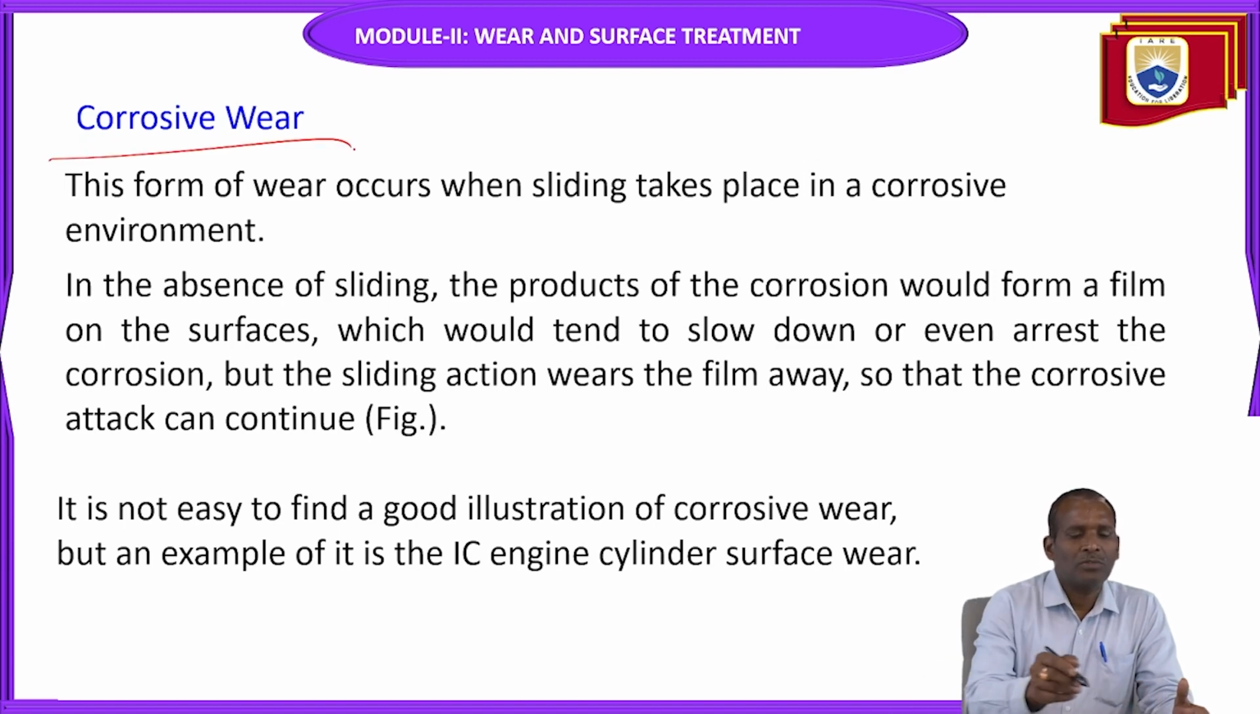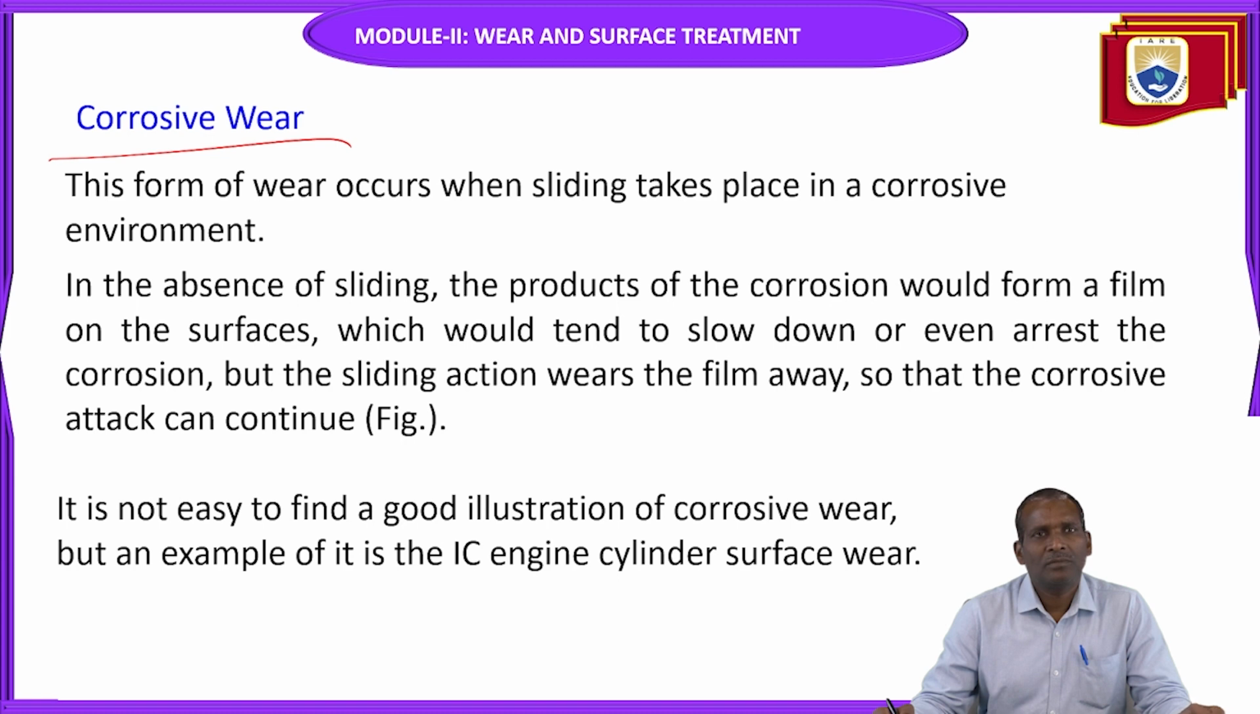Next one is corrosive wear. This type of wear occurs when sliding takes place in a corrosive environment. So whenever two surfaces are in a sliding action, so that sliding takes place in a corrosive environment, then wear occurs. This type of wear is called corrosive wear.